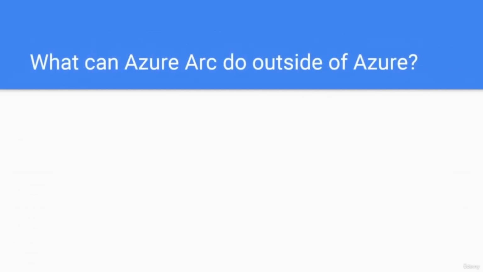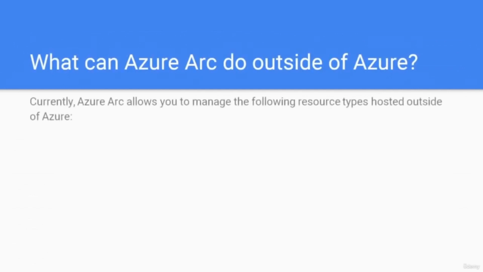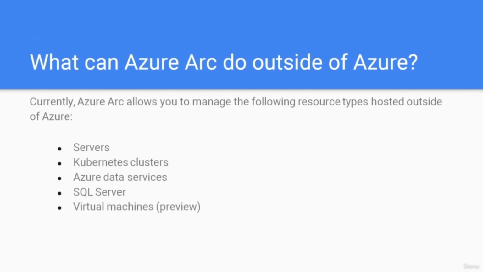What can Azure Arc do outside of Azure? Currently, Azure Arc allows you to manage the following resource types hosted outside of Azure: servers, Kubernetes clusters, Azure Data Services, SQL Server, virtual machines, and, in preview, and so on.